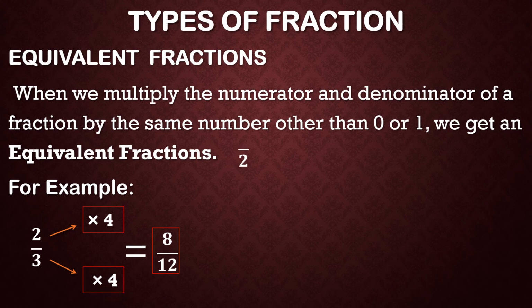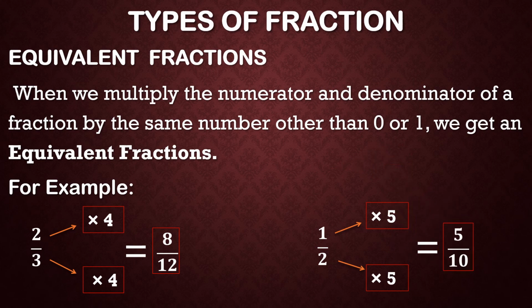Let us solve one more example. Find the equivalent fraction of 1 upon 2. To find the equivalent fraction of 1 upon 2, we multiply the numerator and denominator by the same number. If we take 5 as a common number and multiply, we get 1 5s are 5 and 2 5s are 10, 5 upon 10. So 5 upon 10 is an equivalent fraction of 1 upon 2.